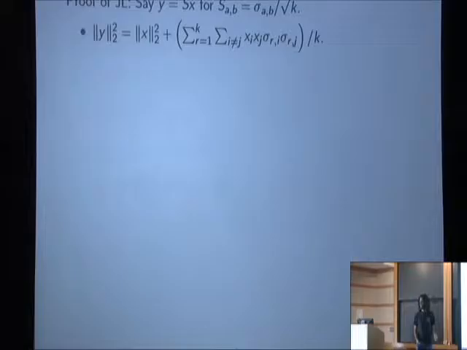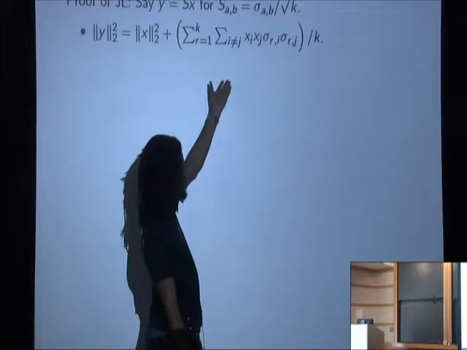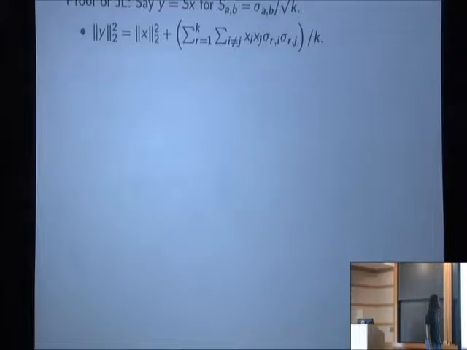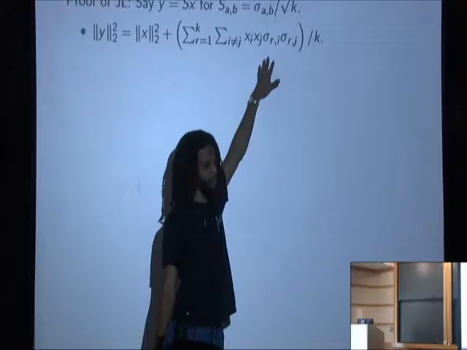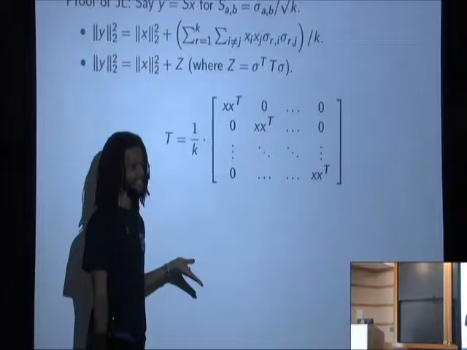Now let's look at the L2 norm squared of the embedded vector. It just happens to be this if you write it out. This is great. This is the error term, and I want to show that the error term is small with high probability. Of course, this is a quadratic form in the sigmas, where my matrix depends on x. So this error term is sigma transpose T sigma, and T happens to be a block diagonal matrix that looks like this. Each block is xx transpose.